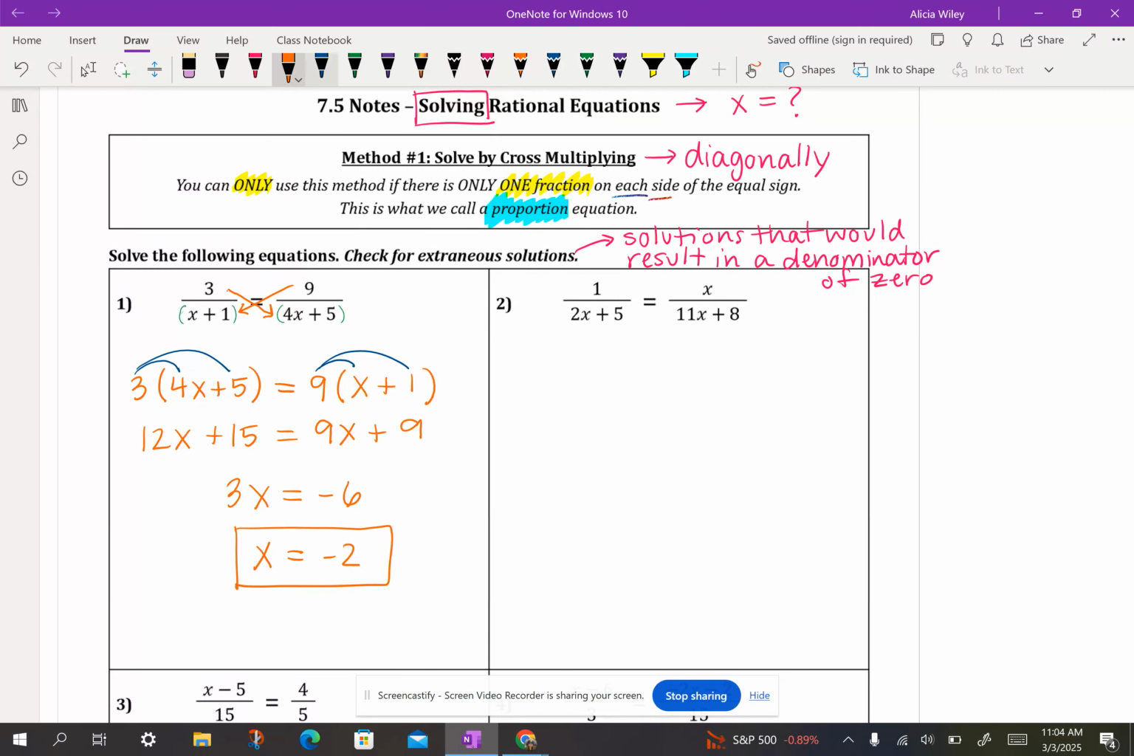For the second one, if you want to try it on your own, just pause the video, but I would just follow along with me. Again, parentheses here. I'm going to go ahead and do my cross multiplication now. For the cross multiplication on this problem, I'm going with the top times the bottom of the second fraction. That's really easy to do. 1 times 11x plus 8 is just 11x plus 8.